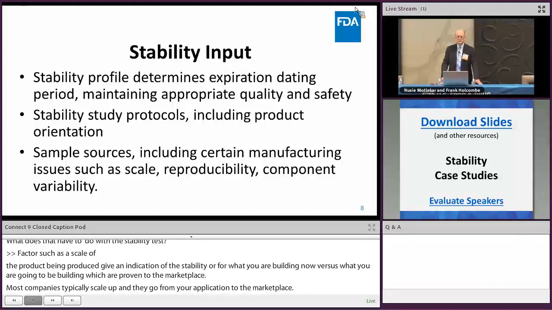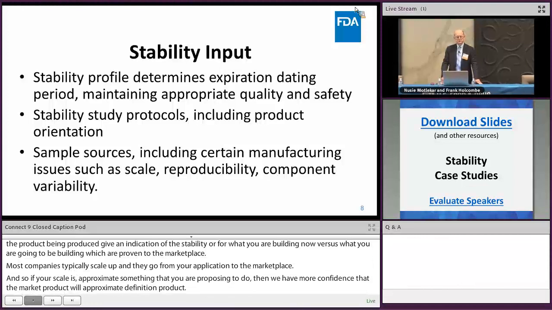The reproducibility issues in manufacturing, there's component variability in manufacturing, and these are some of the topics that we need to evaluate when we go into whether or not the data is acceptable. The way the data has been generated is acceptable.